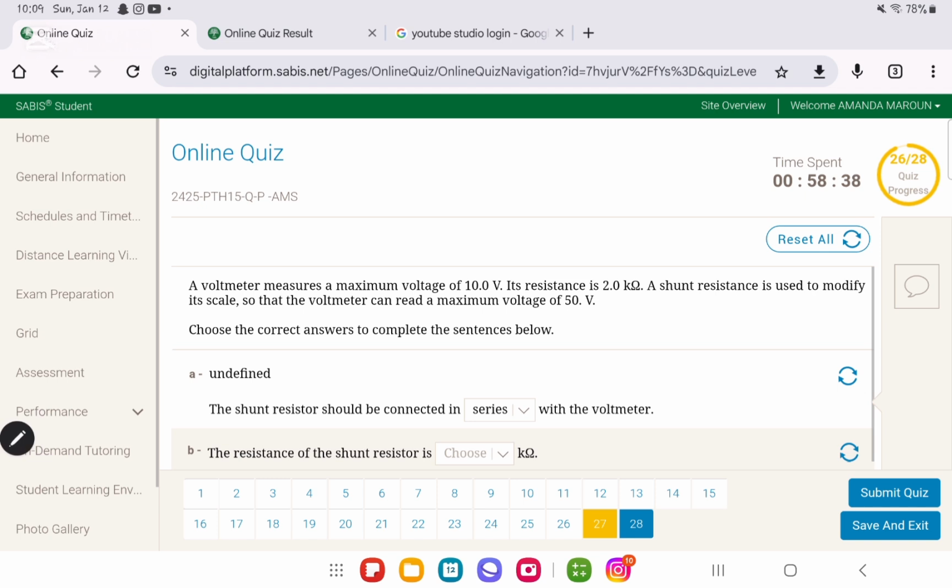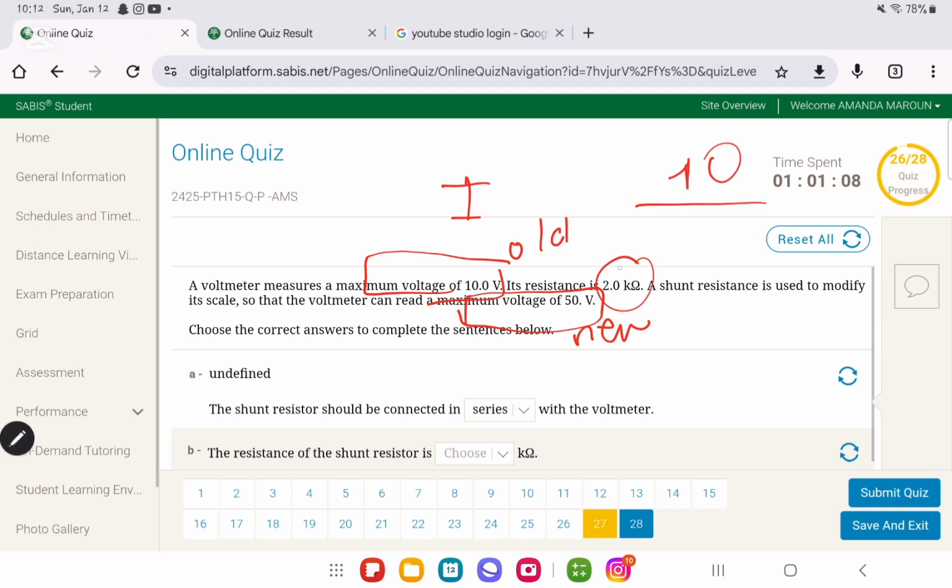Okay, they need us to find the resistance of the shunt resistor. So to find this, it is a bit complicated. Very simply, we need to find the current, I. To find the current I, we're not going to be using the new maximum voltage. We're going to be using the old maximum voltage. So very simply, it is 10 volts divided by the resistance, which is 2000 ohm, will give us 0.005 ampere. This is our current I.